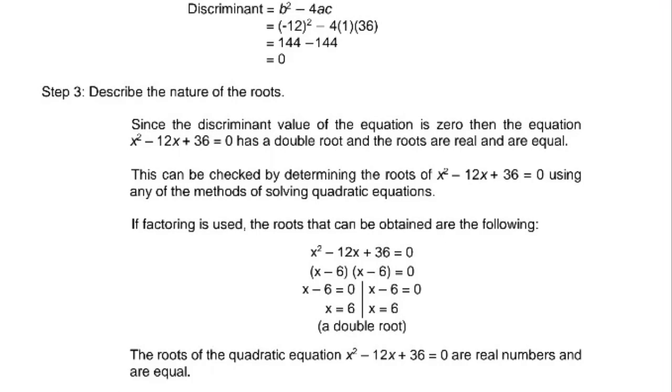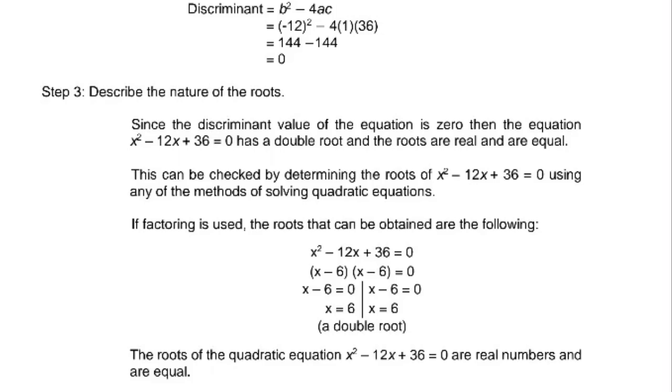So this can be checked by determining the roots of x squared minus 12x plus 36 equals 0 using any of the methods of solving quadratic equations. If factoring is used, the roots can be obtained as follows. x squared minus 12x plus 36 equals 0. So the factors of 36 in which the sum is negative 12 are negative 6 and negative 6. So negative 6 times negative 6 is 36. And if we add the two, the answer is negative 12.